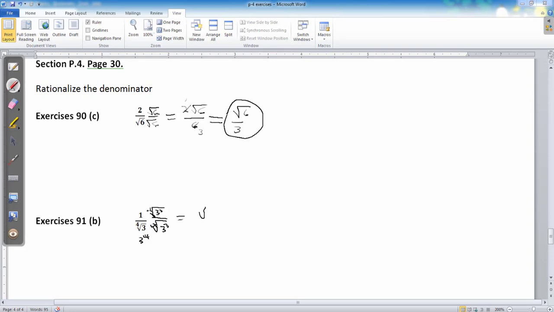On the top, I'll just get the fourth root of 3 to the third. On the bottom, I will get the fourth root of 3 to the fourth, which, as we said, is just going to give me 3. I now have a rational number on the denominator and an irrational number on the numerator, but that's fine. We're just trying to get rational numbers on the denominator. 3 to the third is 27.